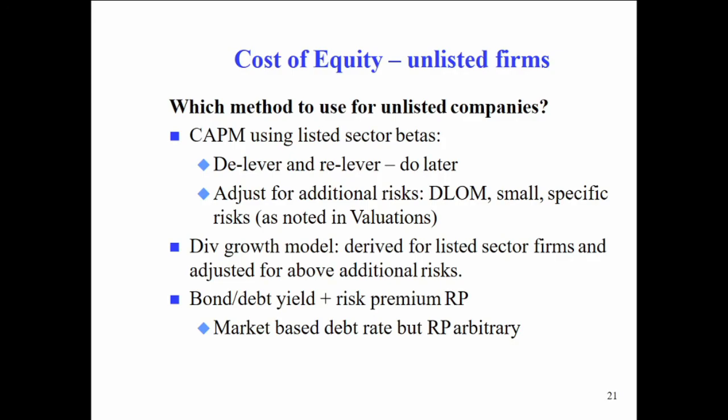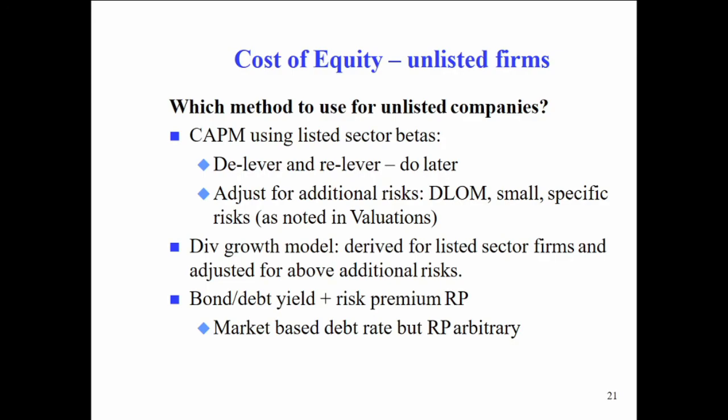If we want to use the dividend growth model to determine the cost of equity for an unlisted firm, we will usually find a similar listed firm and calculate the cost of equity using the dividend growth model using that listed sector firm's information, such as the dividend and the price and the growth rate. Then we will need to make an adjustment for the above additional risks. This is not often used in practice.